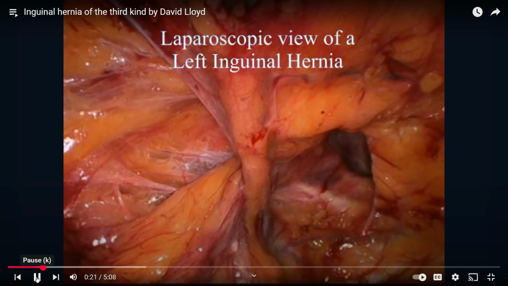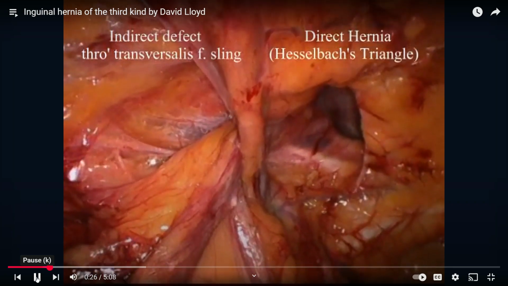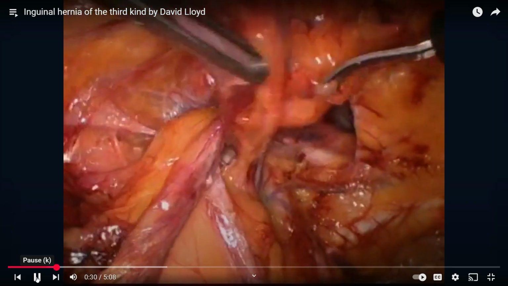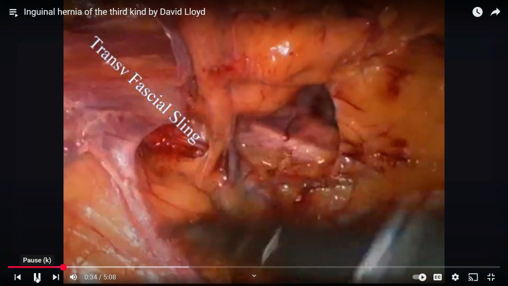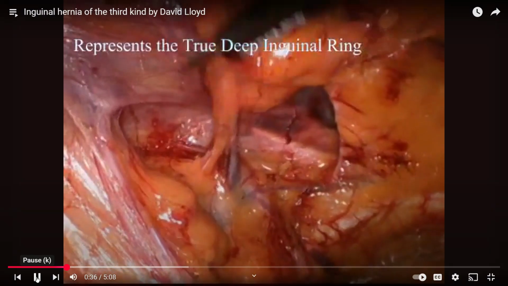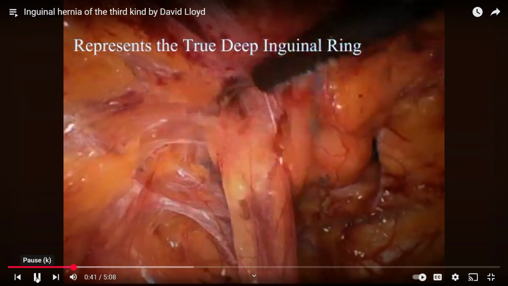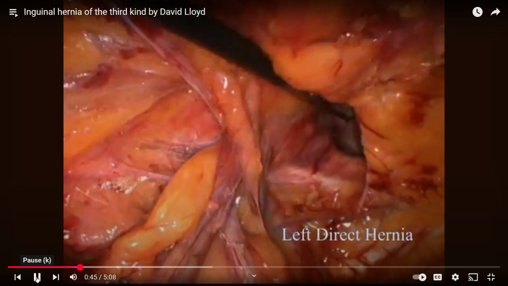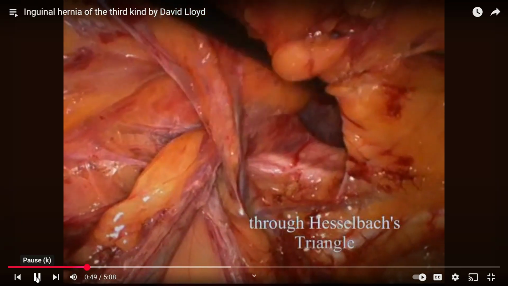This is a laparoscopic view of a left inguinal hernia with defects at the transversalis fascial sling and another defect medially within Hasselbalch's triangle. Here is the transversalis fascial sling accepting the spermatic cord, representing the true deep inguinal ring. Medially, however, there is a left direct hernia defect passing through Hasselbalch's triangle.